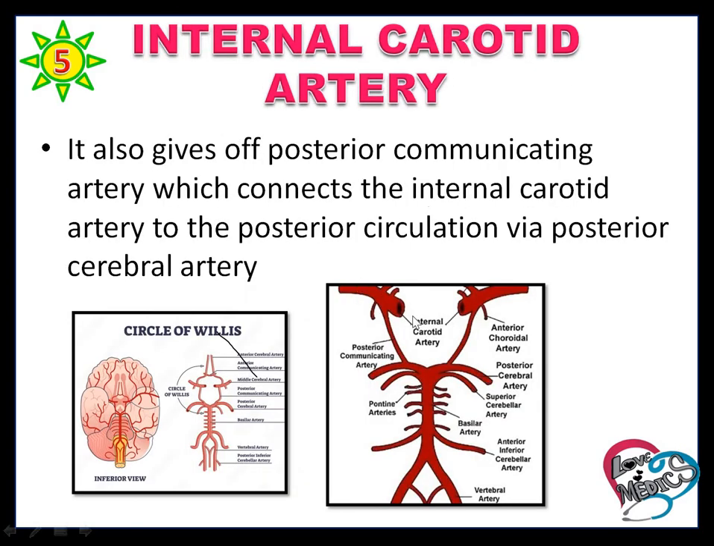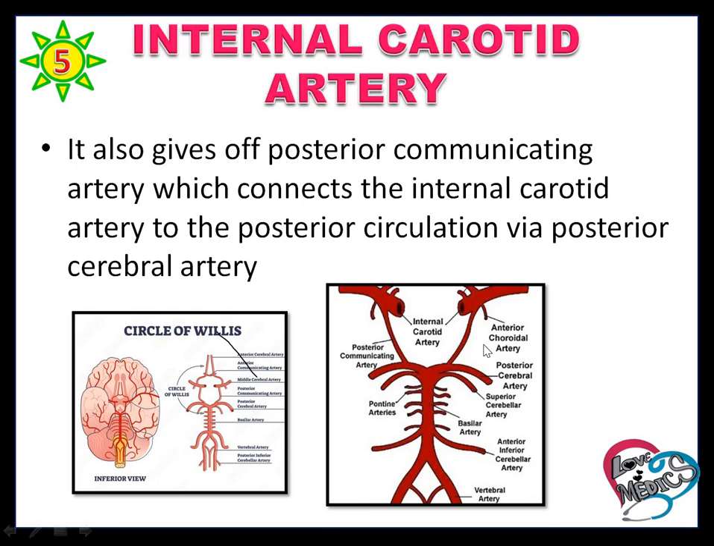Till now I told about anterior system and posterior system. These two systems are connected by posterior communicating artery. The main function of circle of Willis is to maintain the blood supply of brain. If there is any block here, blood passes from this way and supplies this area, and blood passes from this way and supplies this area. So the brain gets blood supply from the circle of Willis.